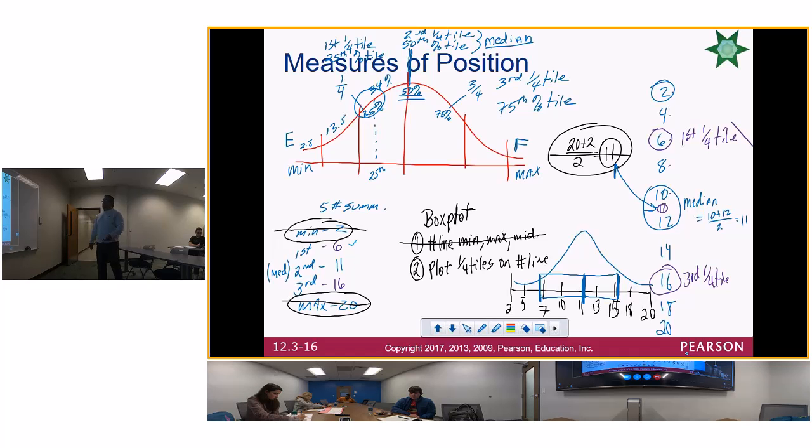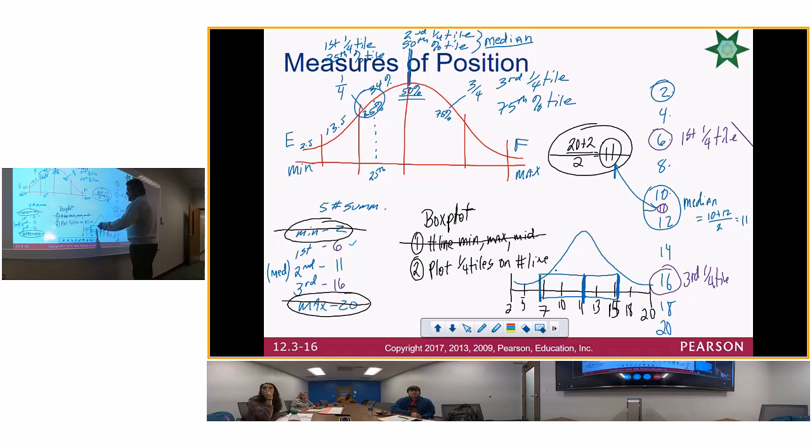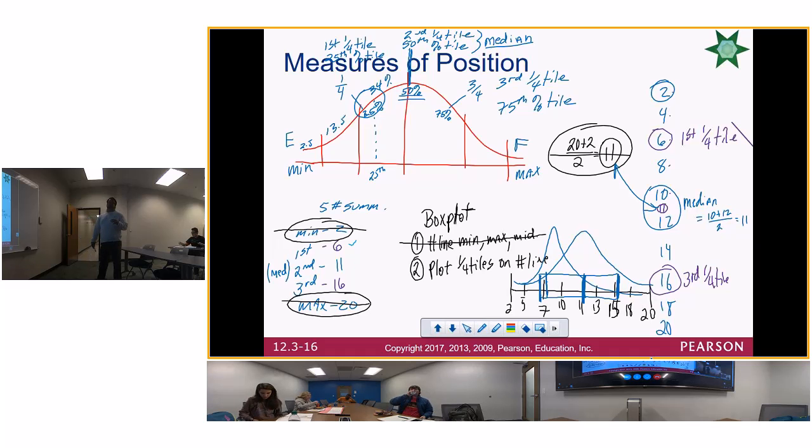What if all your data was over on this side? If all your data was on this side, this would be down here like this, and you would have that, which is skewed left. Write that down. That is skewed left. When all your data is on the left-hand side, skewed left or skewed right, which one is it?